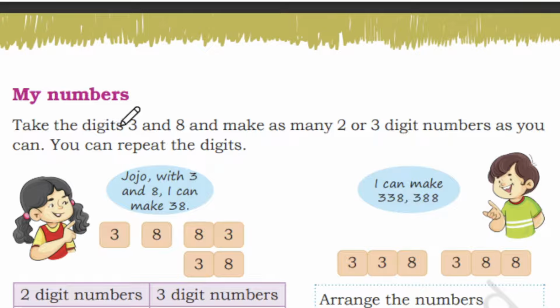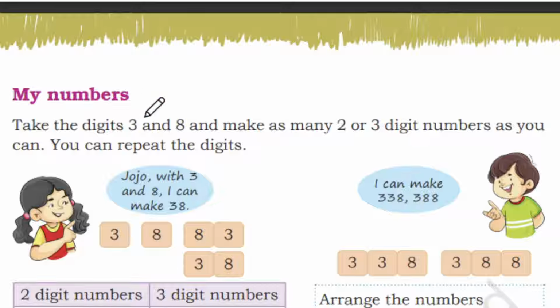For example, if you have 3 and 8, you can make 38 or 83, a 2 digit number and a 3 digit number. You can write as many numbers as you can. Arrange the numbers from smaller to greater, so the smallest number and the greatest number.